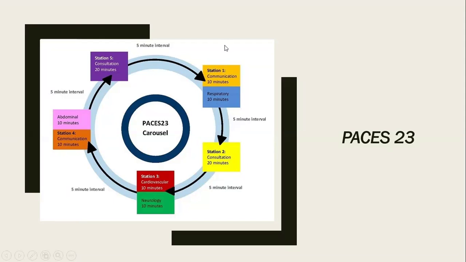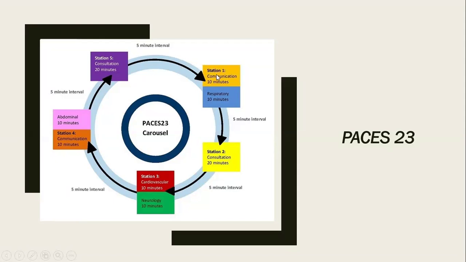If for example your first station is station 1, then you will face 2 examiners that will first deal with the communication station, and the same pair of examiners will assess you for the respiratory examination. In the communication station, they will give you 10 minutes, and there will be a scenario given before this. In the 5-minute interval, you will be given a scenario that you need to read, and you'll be given a paper and a pencil. You can write down the important points that you want to mention in the communication skills.